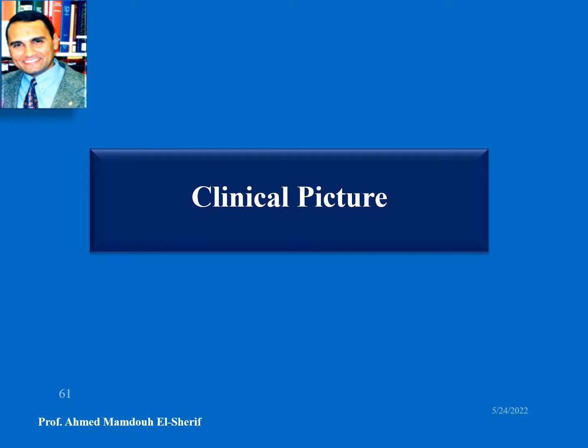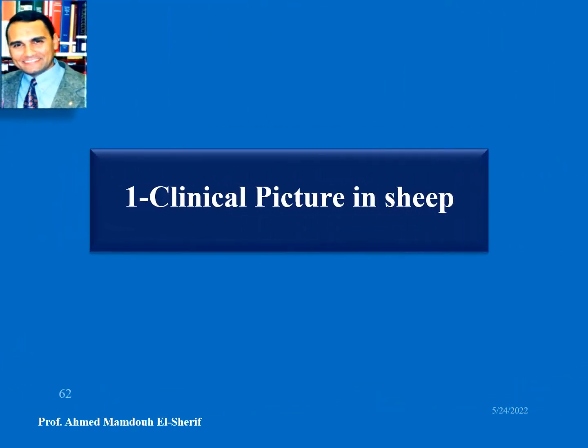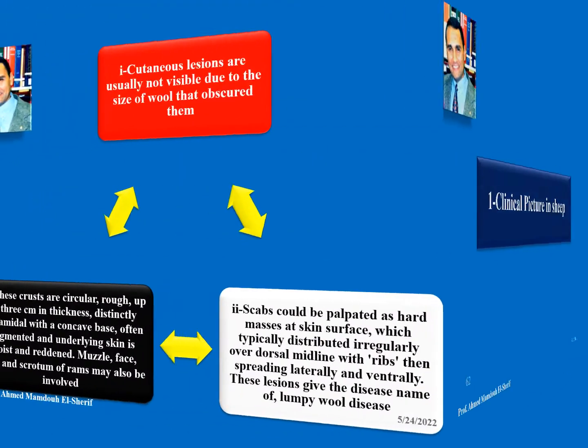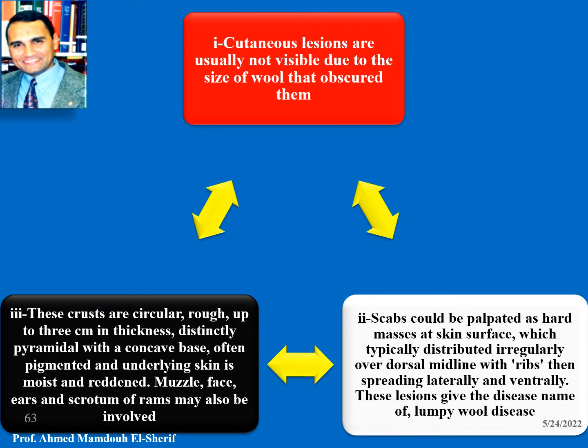Clinical picture. Clinical picture of dermatophilosis in sheep. Cutaneous lesions are usually not visible because the wool obscures them. Scabs can be palpated as hard masses at the skin surface, typically distributed irregularly over the dorsal midline with the ribs, then spreading laterally and ventrally. These lesions give the disease its name, lumpy wool disease.